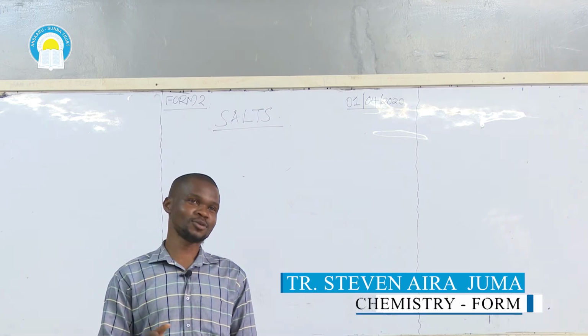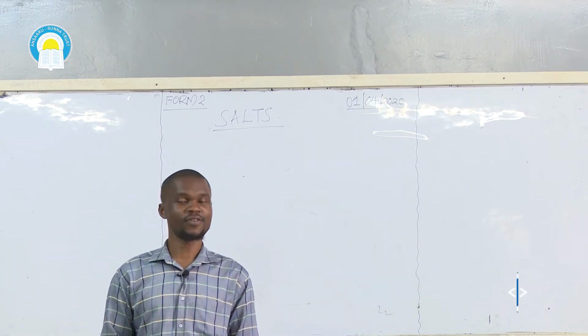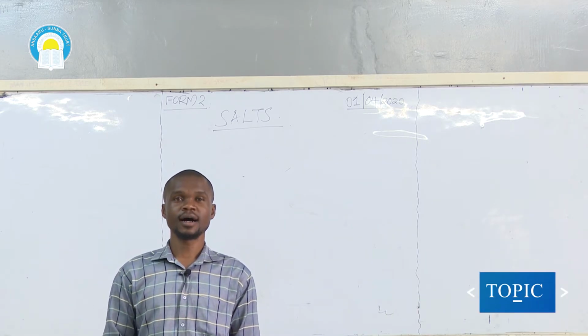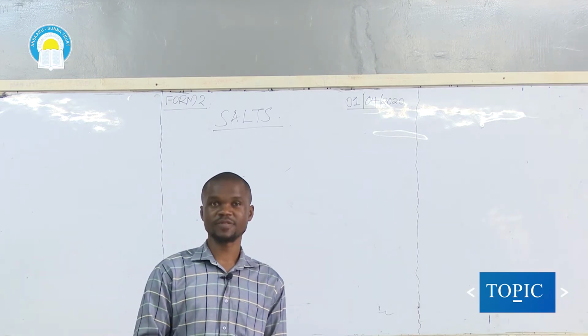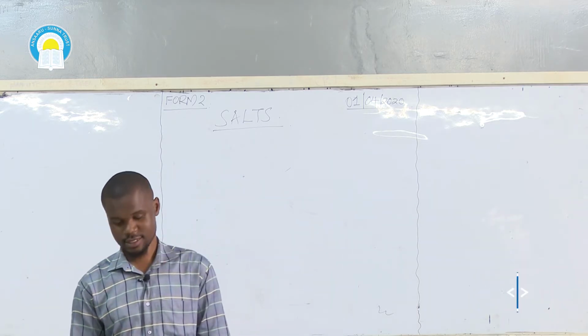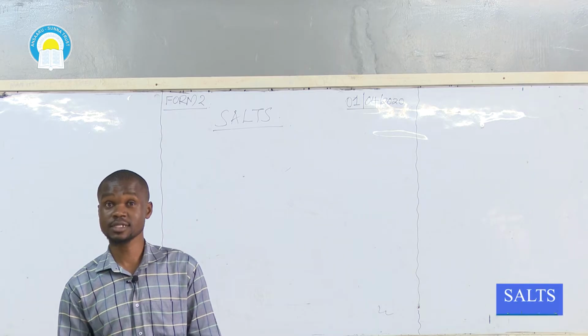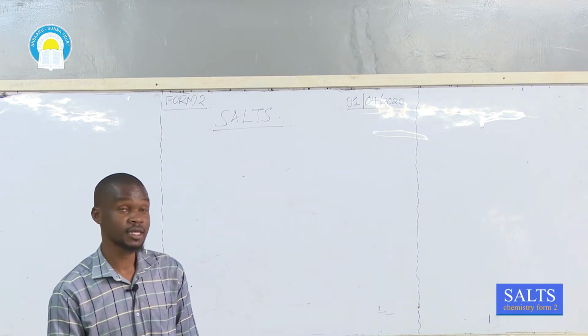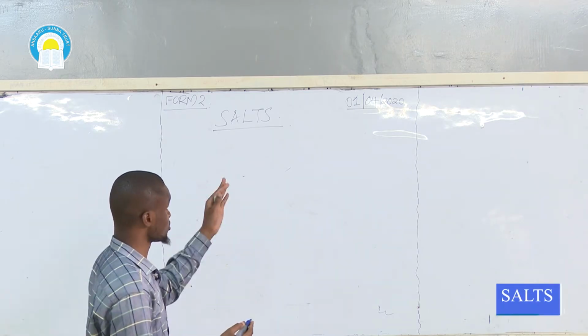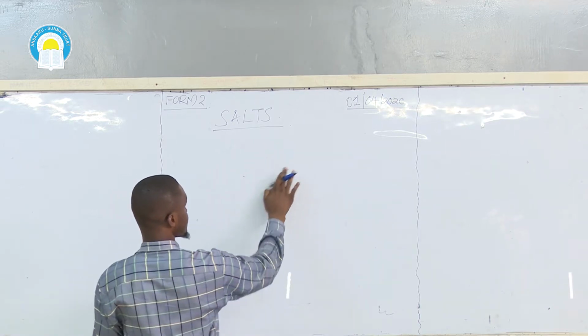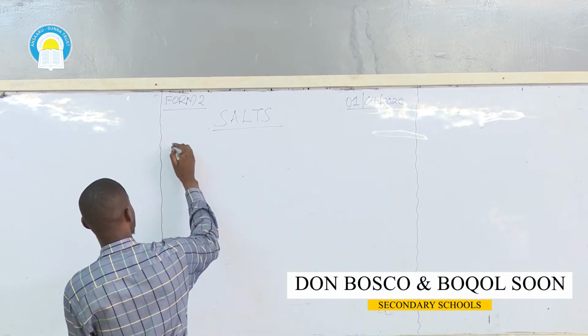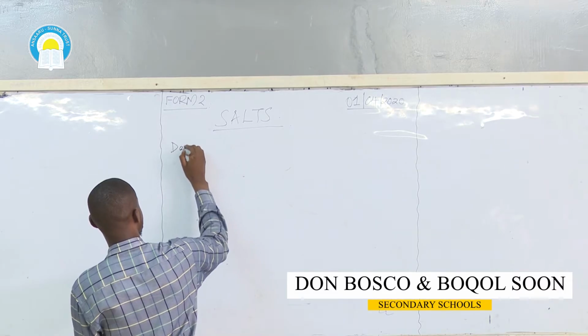Today, we want to jump to Form 2 work in chemistry, more specifically salts. And I want us to discuss salts. Just to begin with, I'll write two equations that will help us define what a salt is. So, definition.